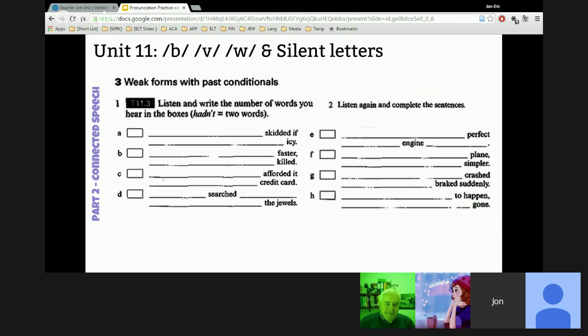Say that for me, Antonio. They might not have. They might not have. That's it. That's exactly right. They might not have skidded.